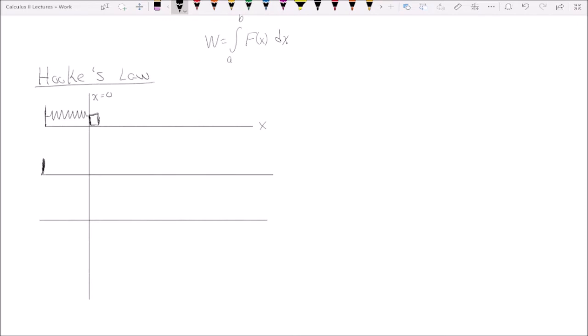Second case. It'll be something like this. In this case, notice we say x is less than 0. And our third case, we notice that x is larger than 0.